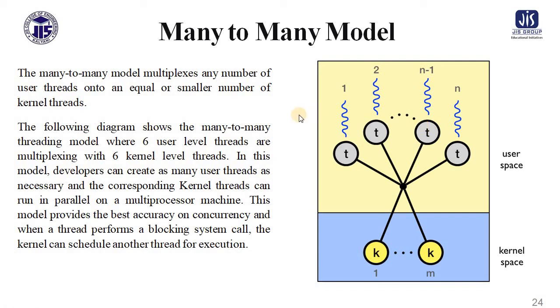The following diagram shows the many-to-many threading model where 6 user level threads are multiplexed with 6 kernel level threads. In this model, developers can create as many user threads as necessary, and the corresponding kernel level threads can run in parallel on a multiprocessor machine. This model provides the best concurrency, and when a thread performs a blocking system call, the kernel can schedule another thread for execution.